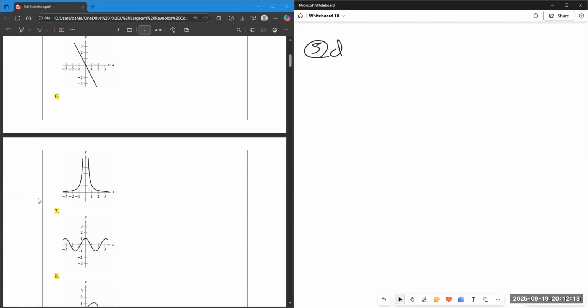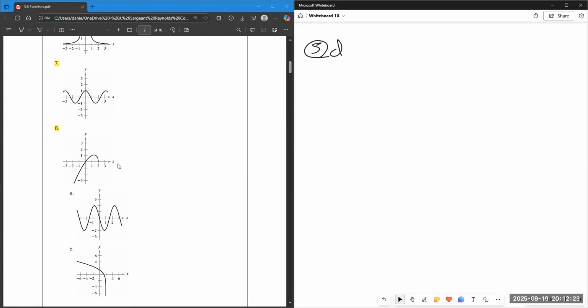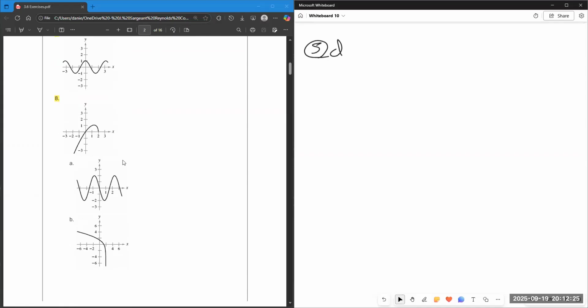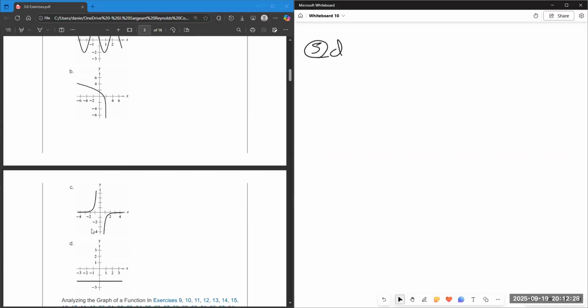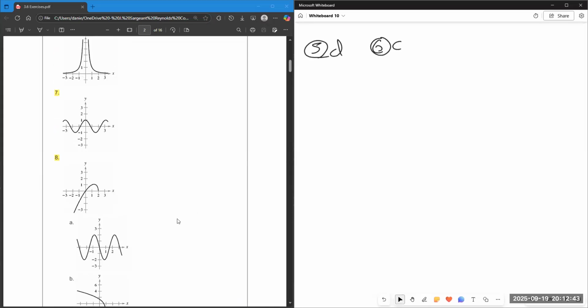6, we have increasing, then decreasing with undefined in the middle. So let's look for that. Increasing, positive slope, then decreasing, negative slope here, undefined in the middle. That looks like C for 6. 6 is C. 7 is, that looks like a cosine function, so its derivative should be a sine function. That looks like A.